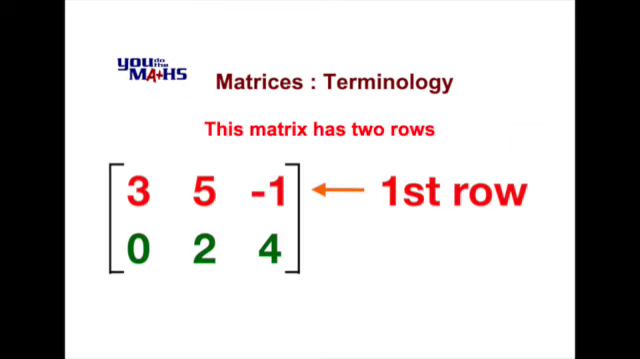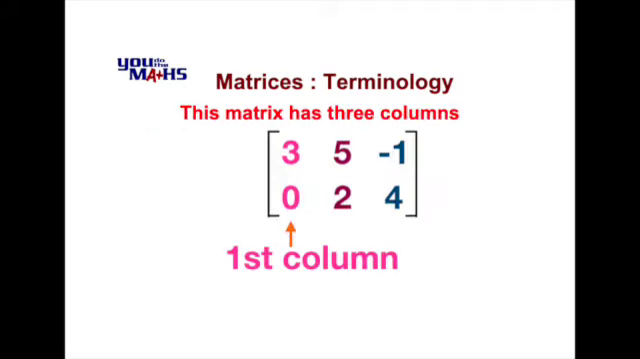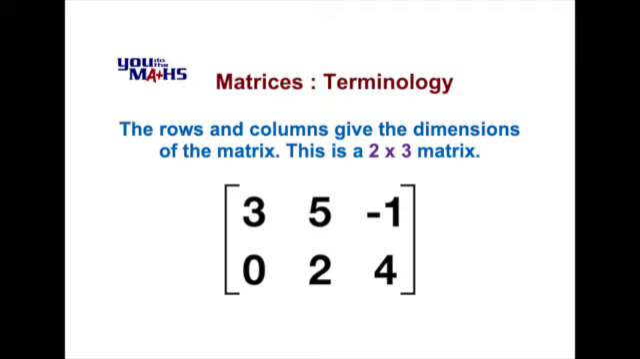Each horizontal line is called a row. We can see here it's pointing at the first row of 3, 5 and -1. So this matrix has two rows. A column refers to a series of values in a vertical line. So in this case we can see that the first column is 3 and 0, the second column is 5, 2, and the third column is -1, 4. The number of rows and columns give the dimensions of a matrix. So this matrix is called a 2 by 3 matrix as it has 2 rows and 3 columns.